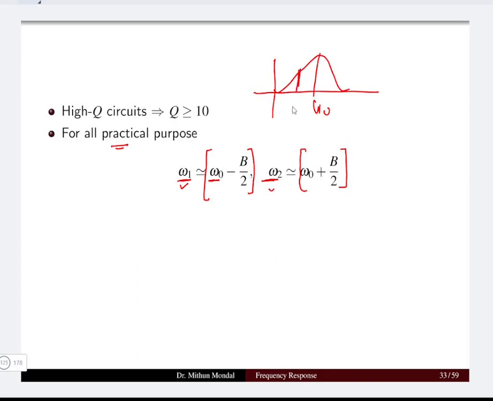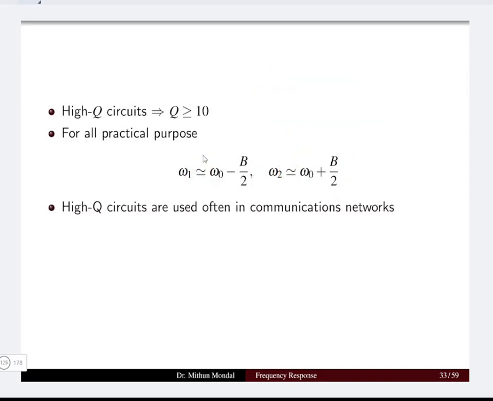Omega 1 is on the left hand side, and omega 2 is on the right hand side. If this is the total bandwidth, then subtracting half the bandwidth from omega naught gives omega 1, and adding half the bandwidth to omega naught gives omega 2. Although this is an approximate solution, not the exact solution, because the circuit is not symmetrical, the frequency response we get is not symmetrical, so omega 1 and omega 2 are also not symmetrical.